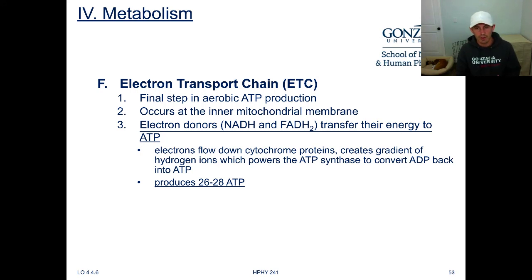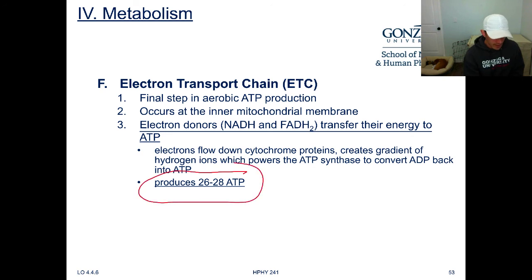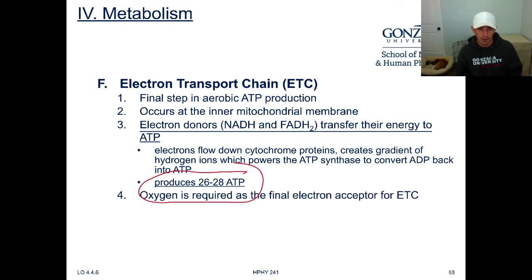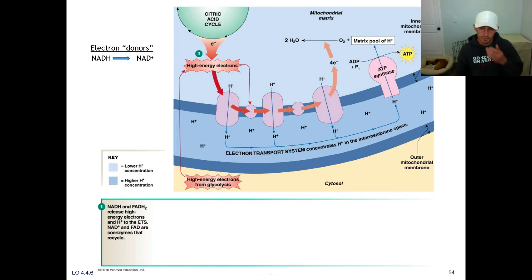I've actually got some fun animation to help visualize what this process is. The take home here is that from those electron donors giving off their electrons to the electron transport chain, we're making about 26 to 28 ATPs. The other thing to take away is that during the electron transport chain is when our cells need oxygen. If they don't have oxygen, bad things happen, and this is why we breathe in oxygen.